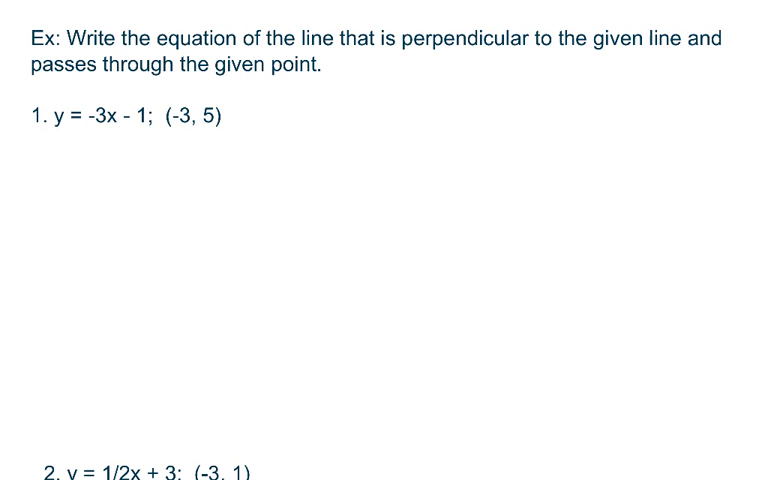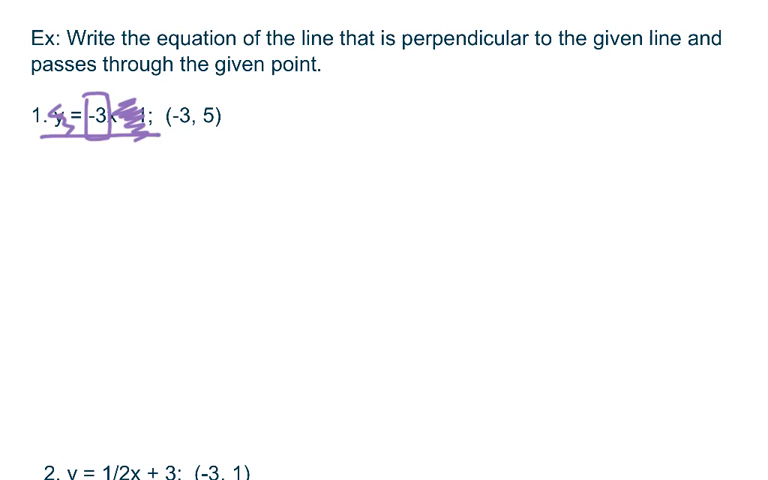All right, last couple of examples here. Write the equation of the line that is perpendicular to the given line and passes through the given point. So very similar to when we were writing parallel lines, but now we're writing perpendicular lines. Again, in this given equation, the only thing you need out of this is the slope of -3. We don't need the -1, we don't need the x, we don't need the y. The only thing we need is the slope. But that's the slope of the original line.